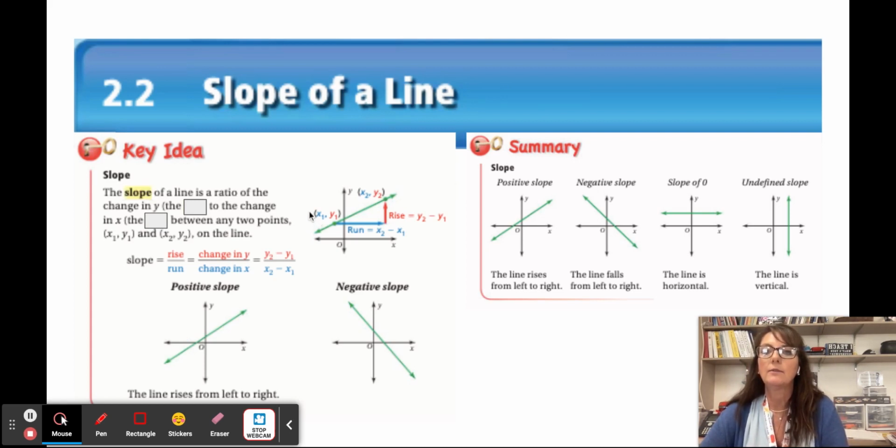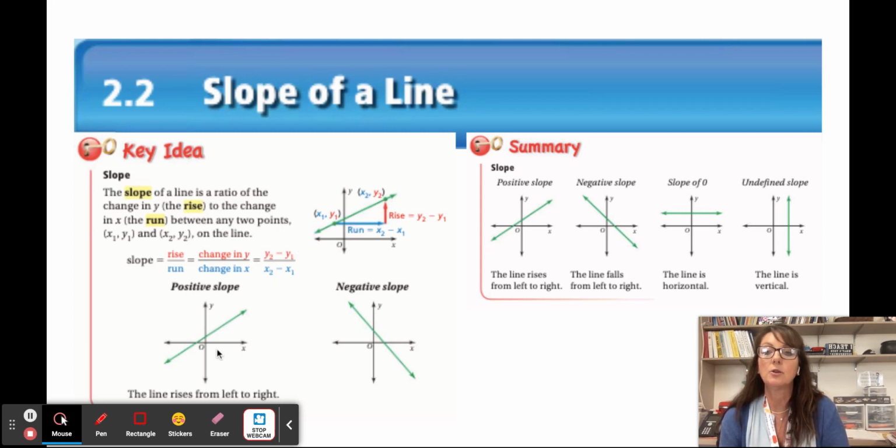So we have that the slope of a line is a ratio of the change in y, which happens to be the rise, to the change in x, which is the run, between any 2 points, x1, y1, and x2, y2 on the line. So you can kind of see the slope formula right here, right? We look at it as a ratio of rise over run. It's always the change in y over the change in x, okay? On the graph, we can see this rise. Sometimes we make this right triangle and we can count, right? Again, this is calculating it mathematically.